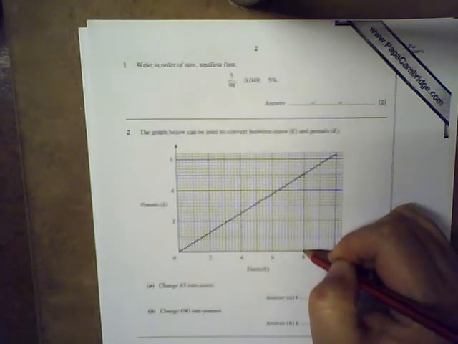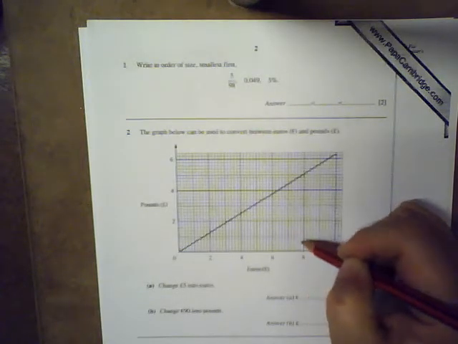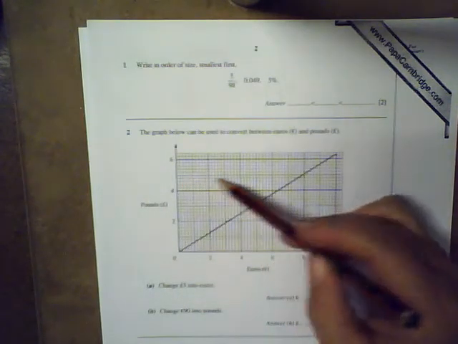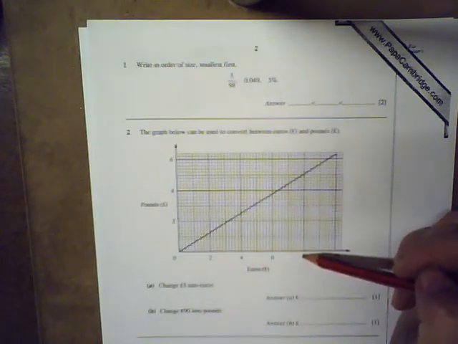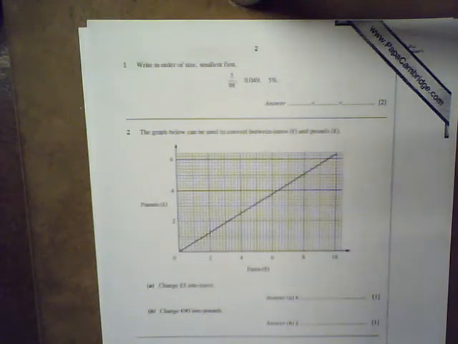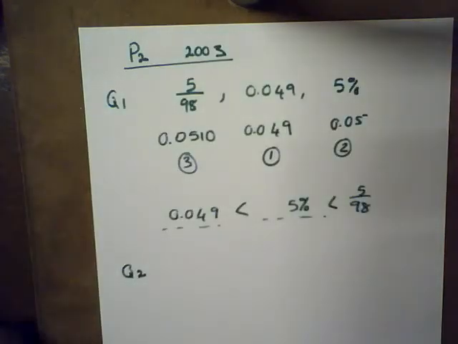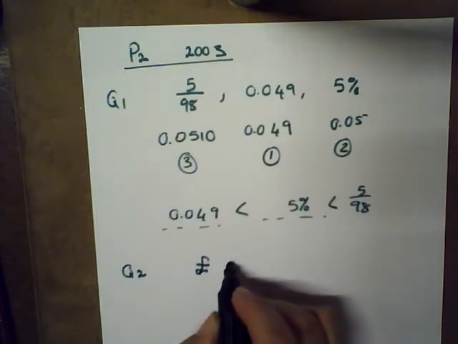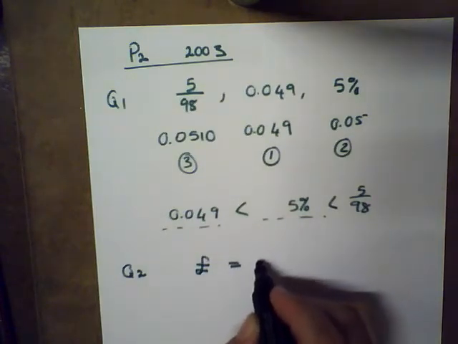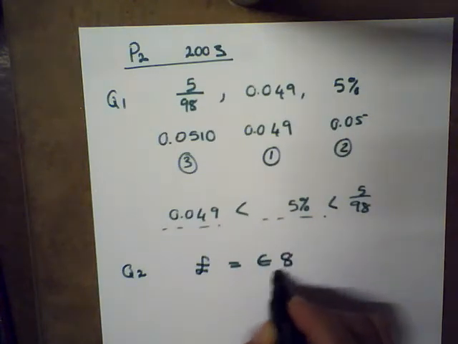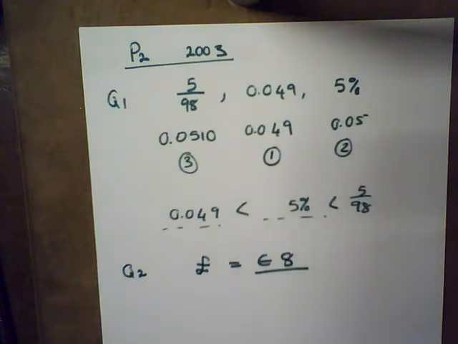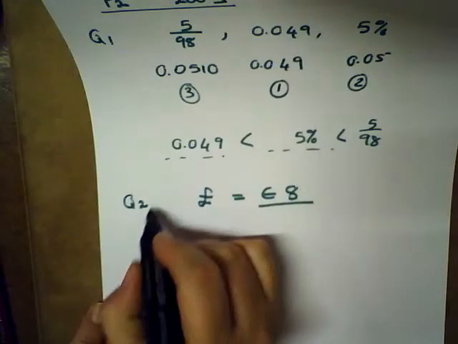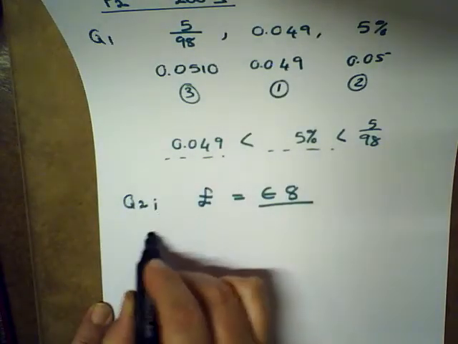Is that what you get? 8. 5 pounds into euros. So there, 8. So it would be 8 euros. So 5 pounds would be equal to 8 euros. So my answer would be 8 euros. The next question relies on this information here at the top. So that was 1 and 2.